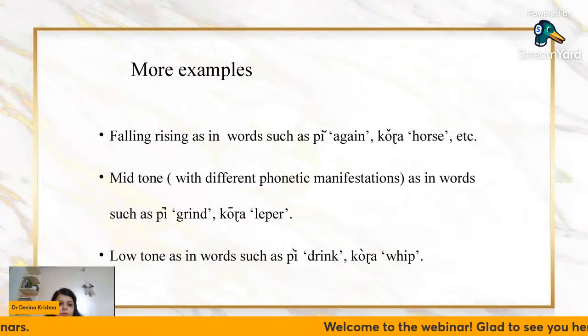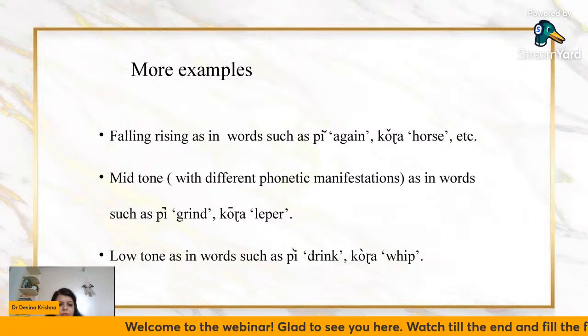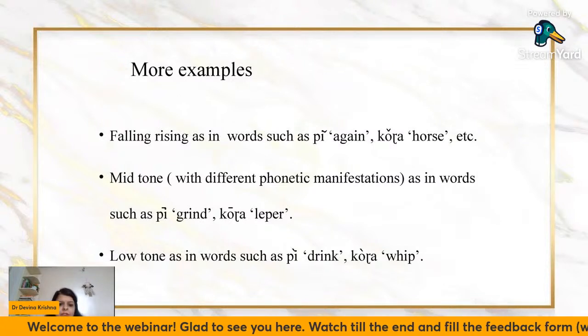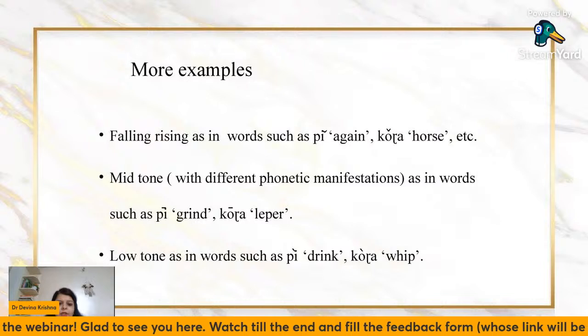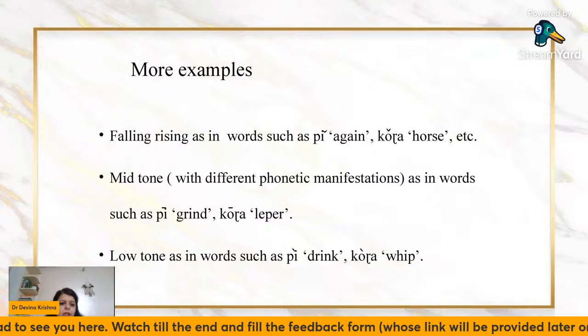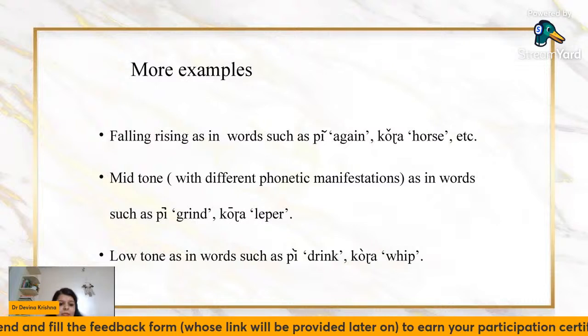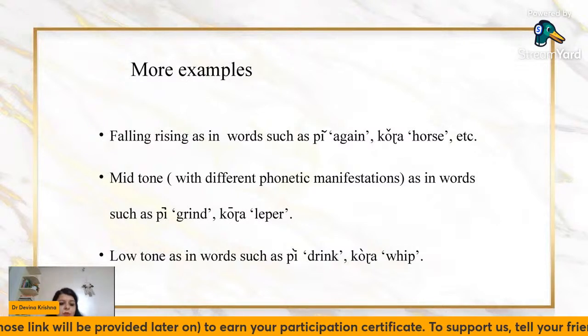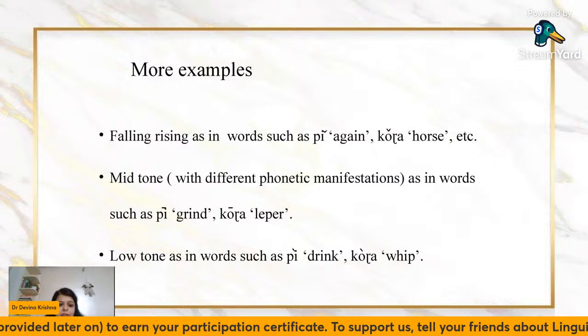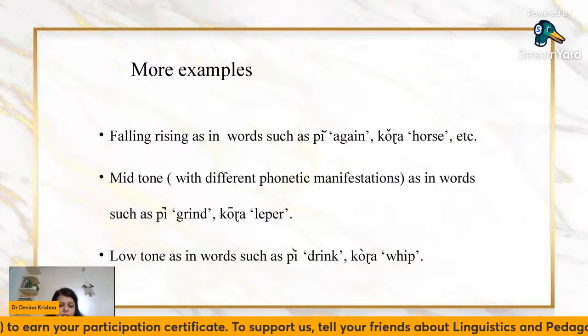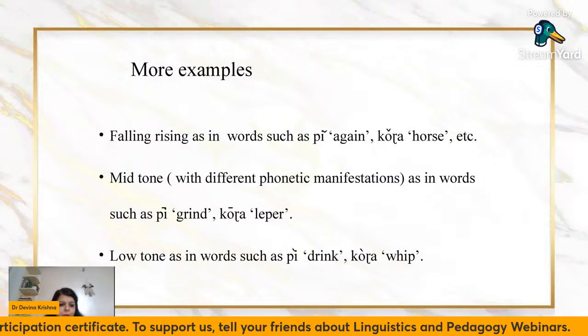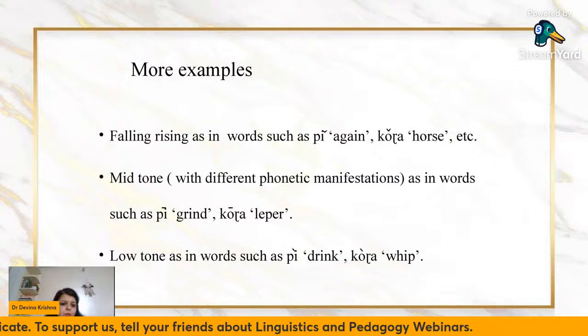Again, the examples that I have already mentioned. We have falling rising in words such as p, which means again, and coda, which means horse. Then we have mid tone, in words like p, which is grind, and coda, which means leper. Then we have low tone, in words such as P, which means drink, and coda, which means whip. So we have the same forms, but variations in tones.